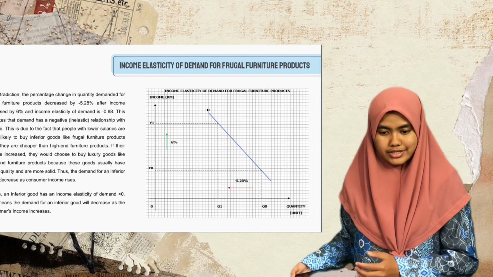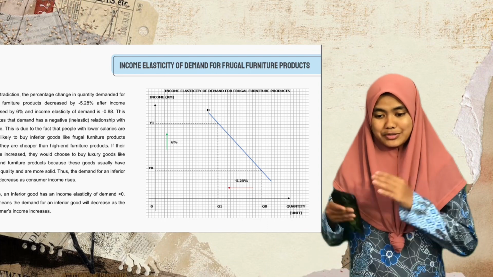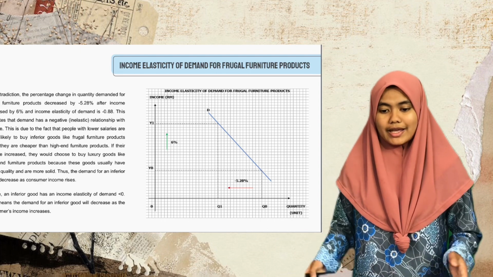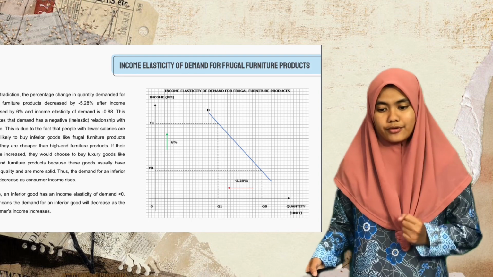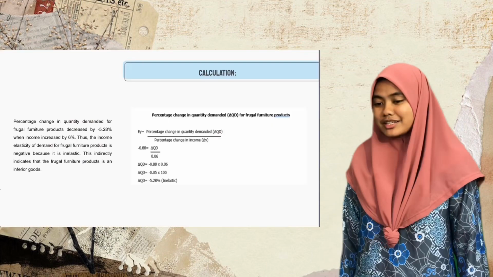If their income increases, they would choose to buy luxury goods like high-end furniture products because these goods usually have a better quality and are more solid. Thus, the demand for an inferior good decreases as consumer income rises. Let's move on to the calculation part.